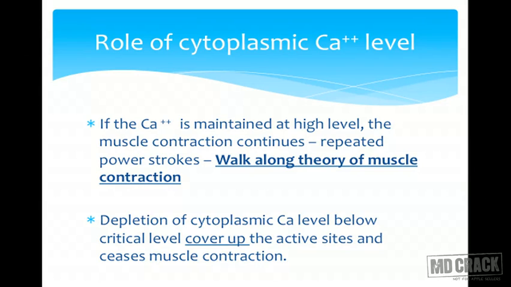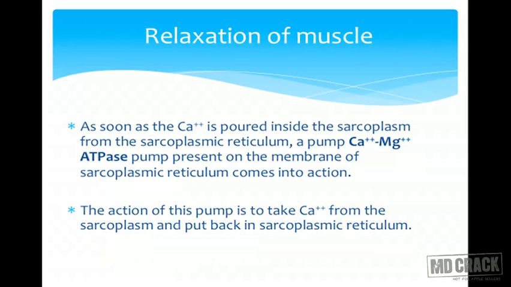What is the most important thing? The calcium level should be maintained at a constant high level. If the calcium level is low, what will happen? Tropomyosin will again cover up the groove and the active sites will be covered up. Because of that, the myosin head will not have any active sites to bind to. So this depletion of the calcium level is very essential to cause relaxation of the muscle. So now the next question is how the muscle relaxes.